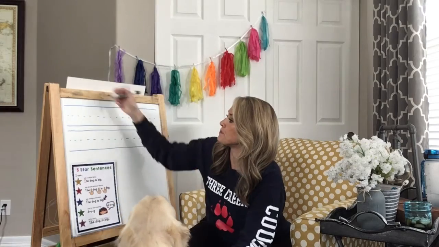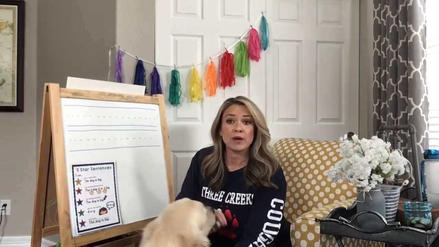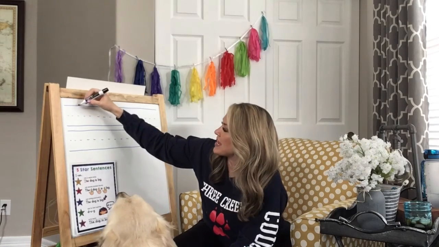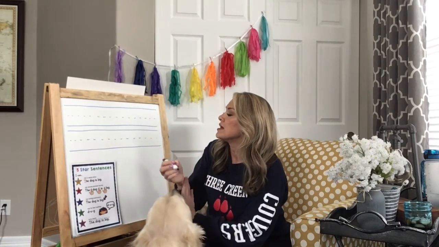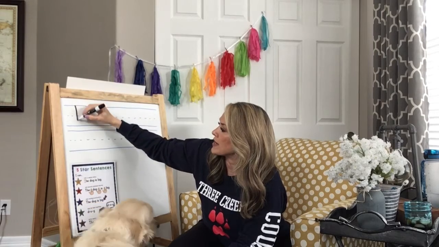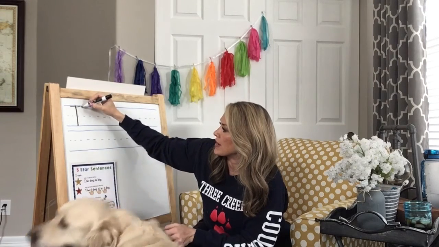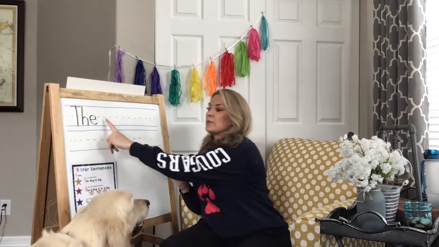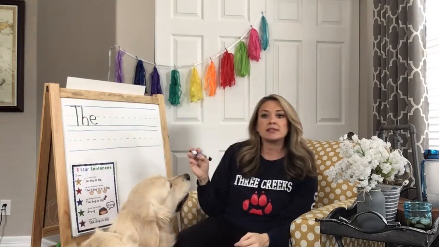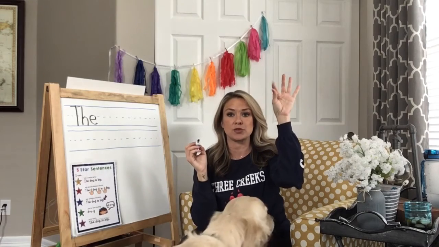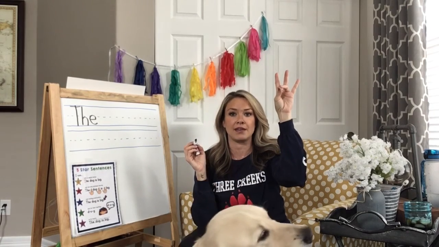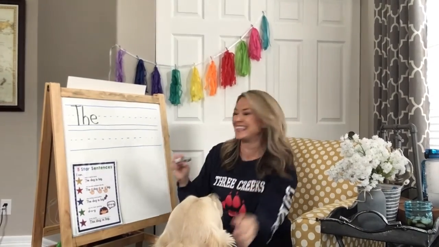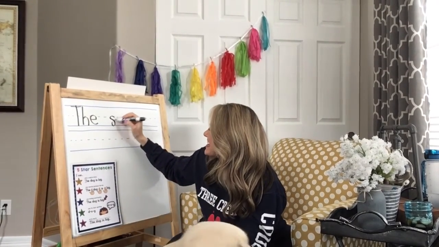So here we go. I'm going to start with what kind of letter? It's an uppercase letter, right? So I'm going to write the word the. I'm going to write this sight word correctly. We all know how to write the. And then I'm going to put a space between my words, right? I'm going to stretch out sun. Stretch it with me. Good job, Charlie. What does that spell? Sun! Here we go.